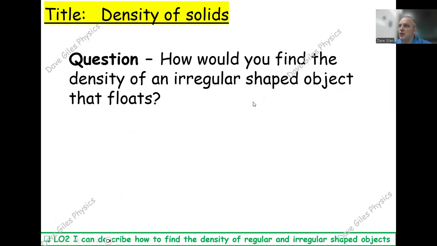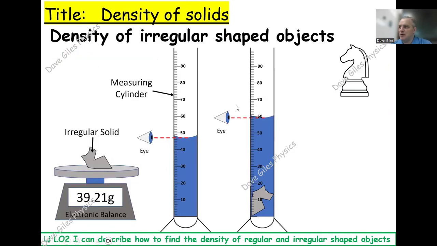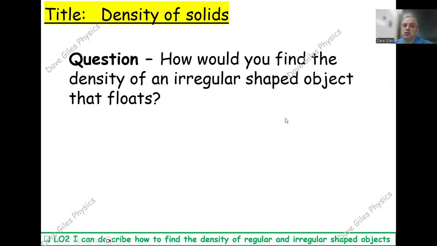Question: how would you find the density of an irregular shaped object that floats? If we go back to this method here, this wouldn't really work very well, because if it floats, say half of it is above the water, then the whole object isn't going to displace the water. So if you have an object which floats, what you will need to do is weigh it down.